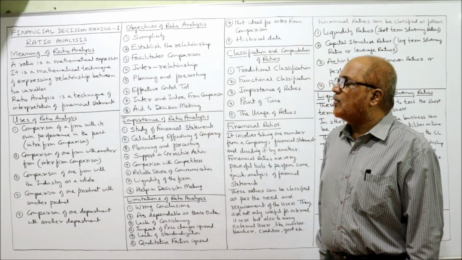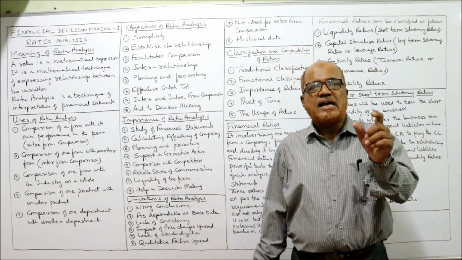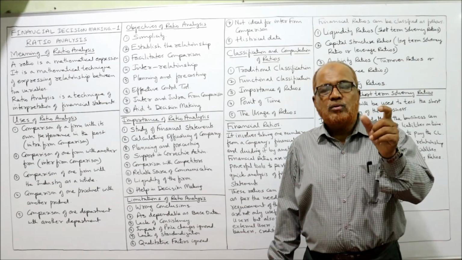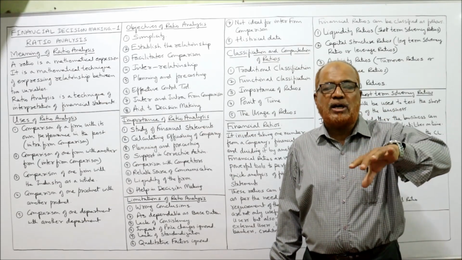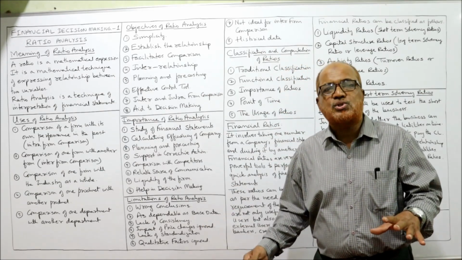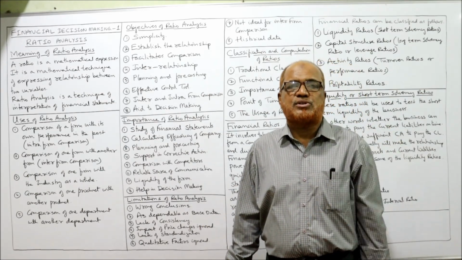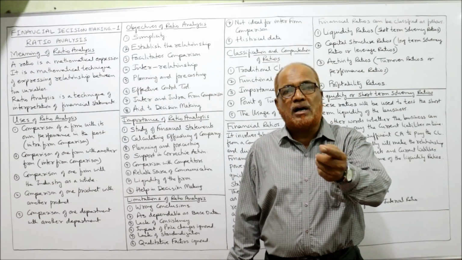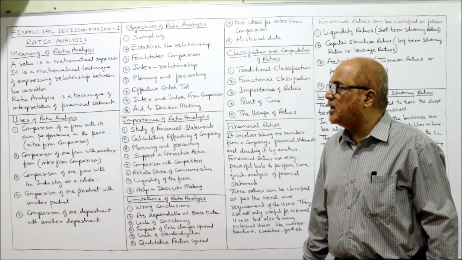Then, effective tool of control. Some standards are fixed. Now we have to see whether we are accomplishing according to standard or not. If we are not going according to standard, we have to take some corrective steps. So for controlling purpose, again, ratio analysis is widely used.